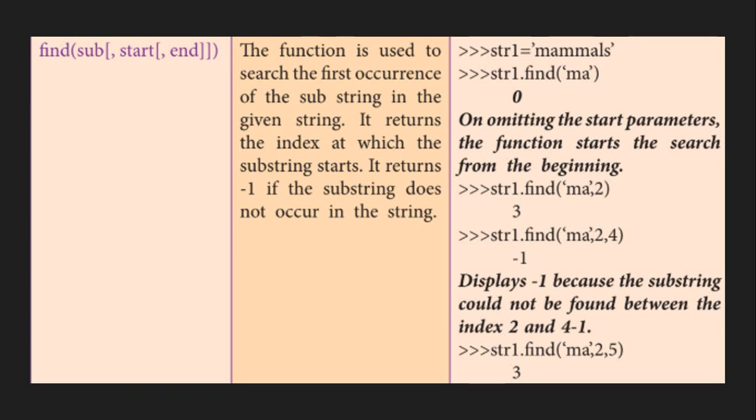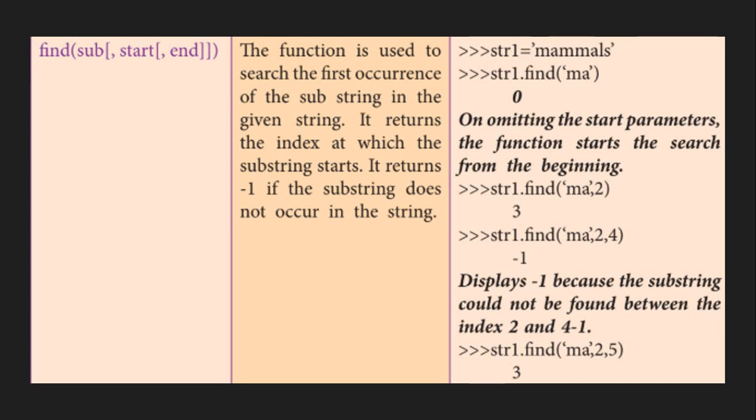At the 0th index itself, this MA is starting, so it is printing 0 there. You see, I have not given the start value or the end value there. It doesn't matter if there is only one parameter. Start will start from the beginning, end will end till the last. On omitting the start parameter, the function starts to search from the beginning.